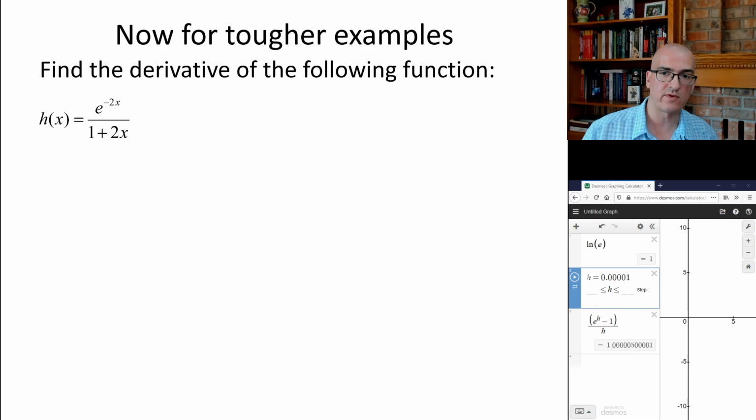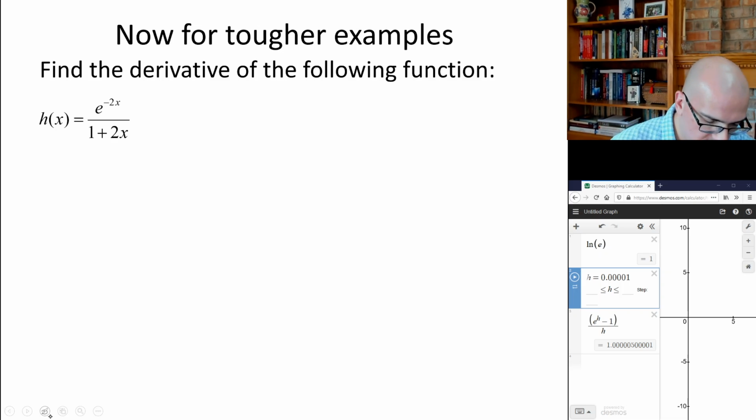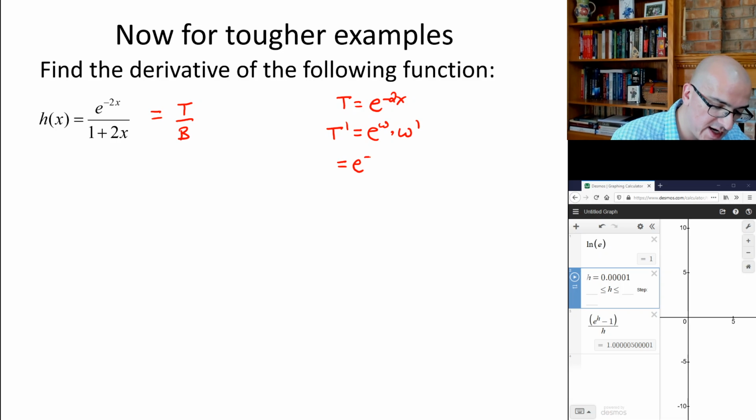Here we have a top function over bottom function. So to take this type of derivative, we need a quotient rule. This is t over b. So my top function is e to the negative 2x. This is an e to the w type of derivative, e to the w times w prime. So e to the negative 2x times negative 2. I'll write that in standard form, negative 2 e to the negative 2x. Our bottom function is 1 plus 2x. That's a nice derivative. We just need the power rule.